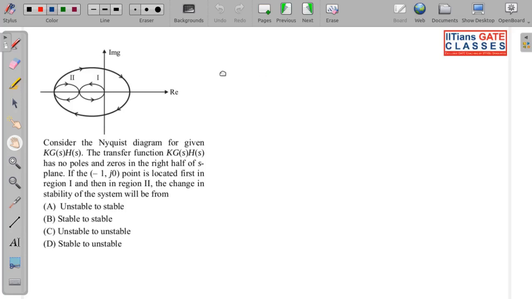So you can see over here it is given, consider the Nyquist diagram for the given KGS. The transfer function KGS has no poles and zeros in the right half of S-plane. So that means it is given KGHS has no poles or zeros in the right half of S-plane. That means P is equal to 0. Okay, P is the number of poles of OLTF in the right half of S-plane. So those are 0. Now what is given?